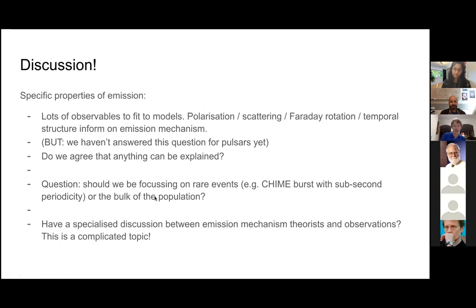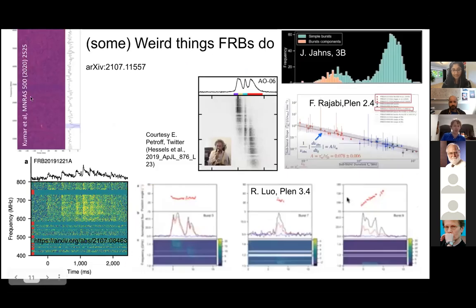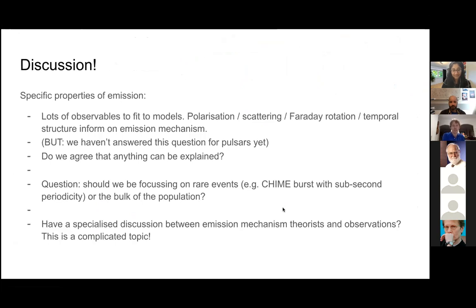This other question I have is, should we be focusing on these very rare events or whatever an average FRB is, right? And maybe are we at the point now where we need to get all of these people in a room, right? Theorists who think they can explain the emission, and a bunch of observers who can say, well, what about this? What about that? What about this? And have a very specialized discussion on this.